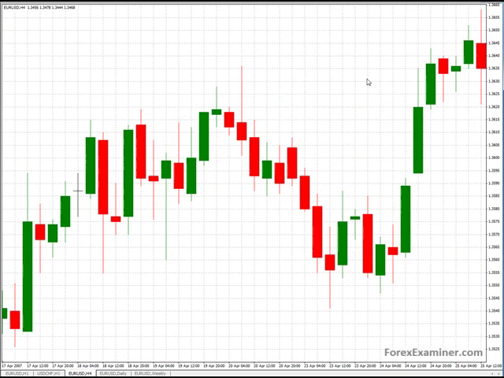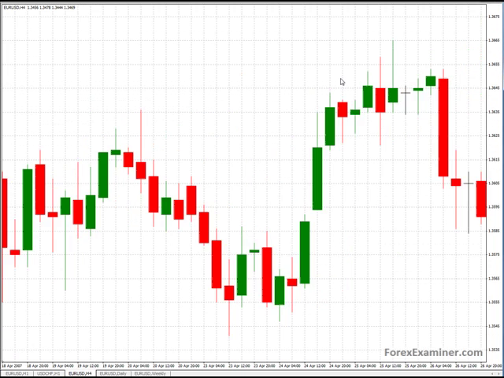Let's find ourselves another one. Now here we go. Now here is a gap here that is continuing in this direction. Now, interestingly enough, as you can see, it is very statistically strong. That gap does get filled. But there is, again, some move against you in this particular case.